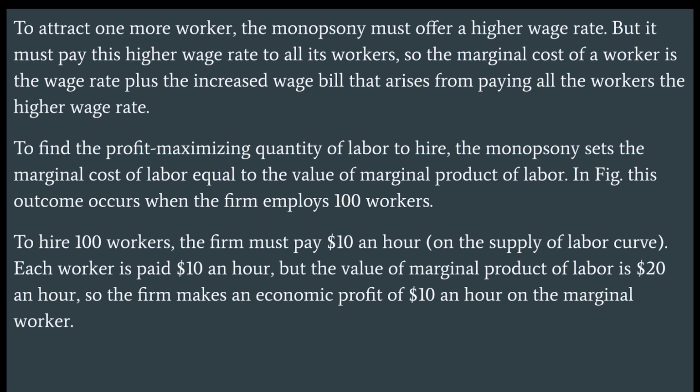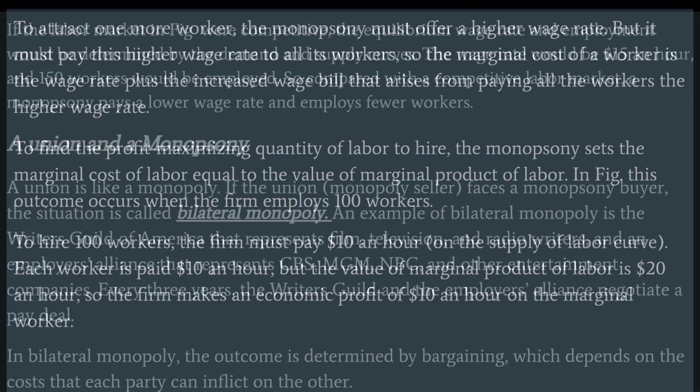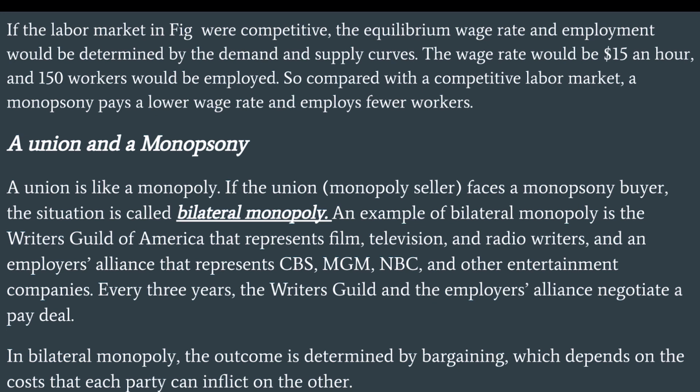In the figure, this outcome occurs when the firm employs 100 workers. To hire 100 workers, the firm must pay $10 an hour on the supply of labor curve. So each worker is paid $10 an hour, but the value of marginal product of labor is $20 an hour. So the firm makes an economic profit of $10 an hour on the marginal worker. If the labor market in the figure were competitive, the equilibrium wage rate and employment would be determined by the demand and supply curves. The wage rate would be $15 an hour and 150 workers would be employed. So compared with a competitive labor market, a monopsony pays a lower wage rate and employs fewer workers.